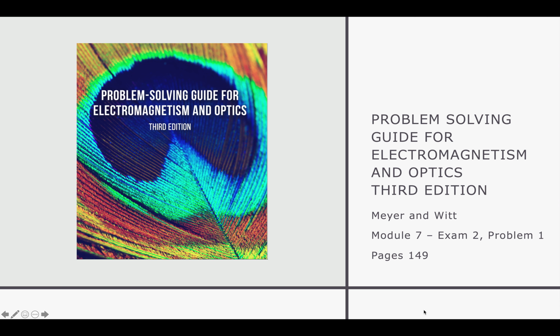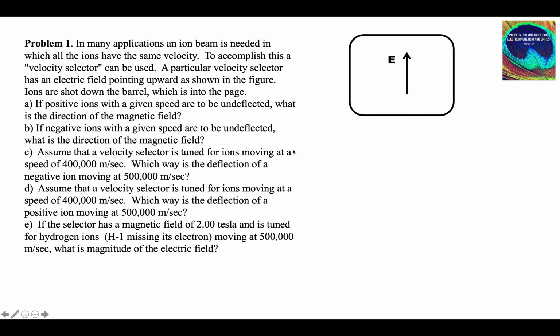This is problem number 1 on exam 2 of module 7 in the book Problem Solving Guide for Electromagnetism and Optics. Problem 1: in many applications an ion beam is needed in which all the ions have the same velocity. To accomplish this, a velocity selector can be used. A velocity selector has an electric field pointing upwards. The ions are shot down the barrel, which is into the page.